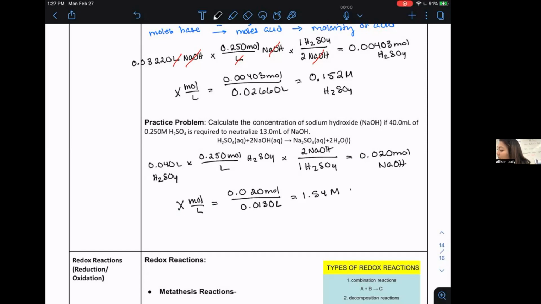0.54 molarity of NaOH. Easy peasy lemon squeezy. Nice work, you guys. Looks like everything here is 3 sig figs: 40.10, 0.250, and 13.0.